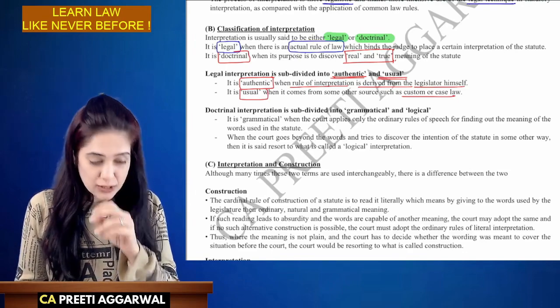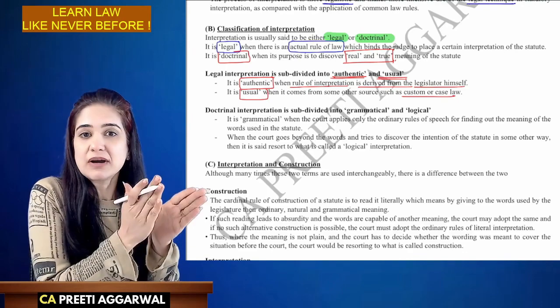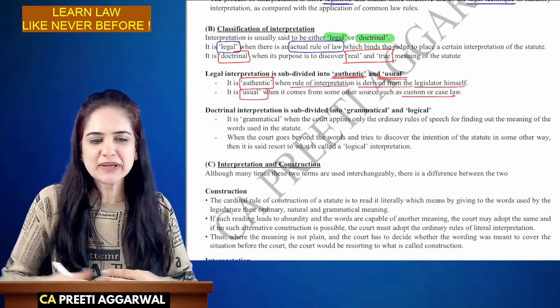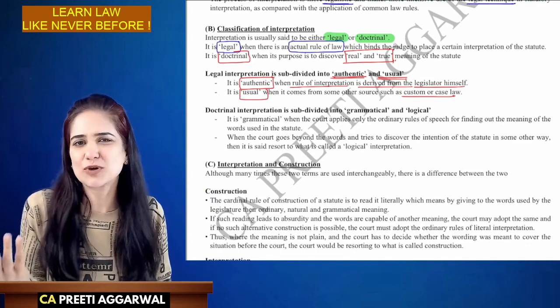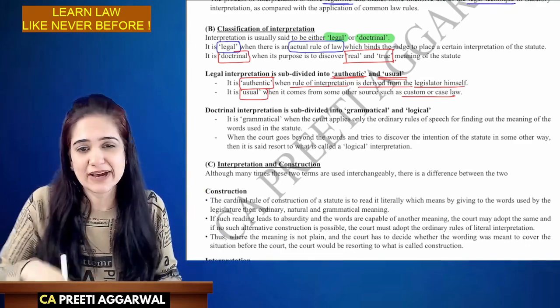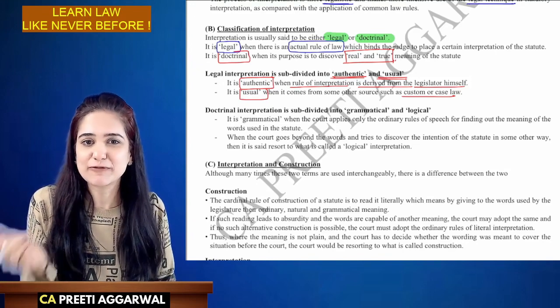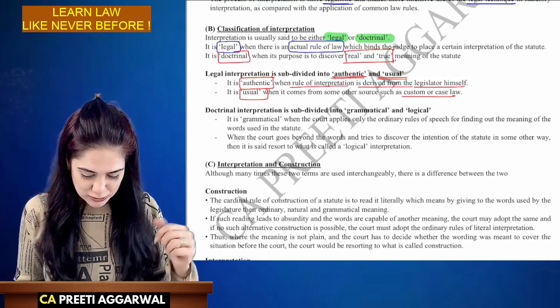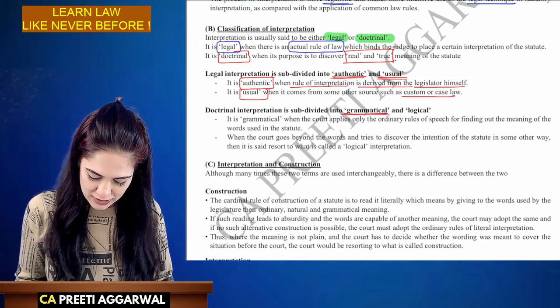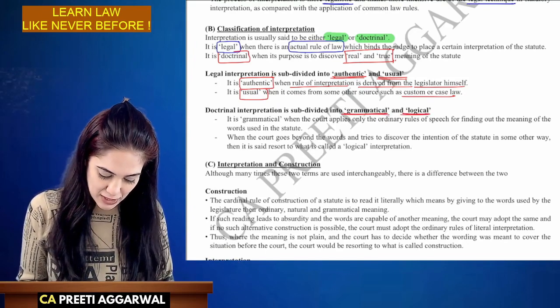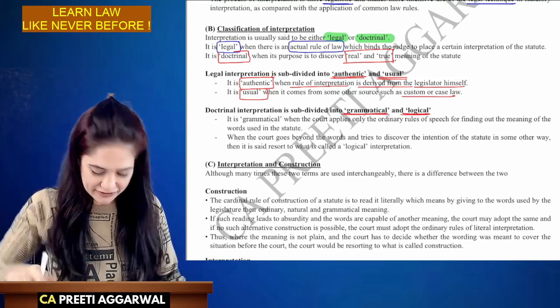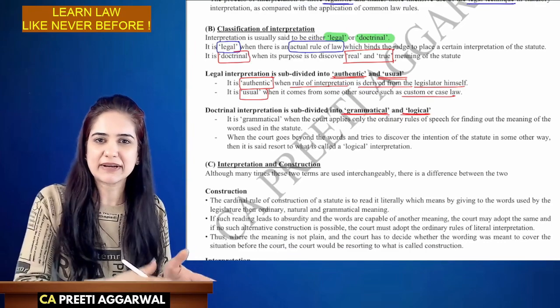Okay. So authentic means from the act itself. Usual means it is written in the act, but that is not what we follow. Or nothing is written in the act, but these are the trade customs that we follow. Doctrinal may be further subdivided into grammatical and logical.